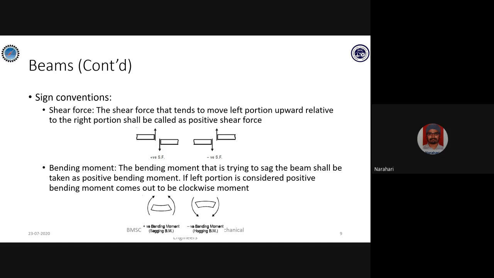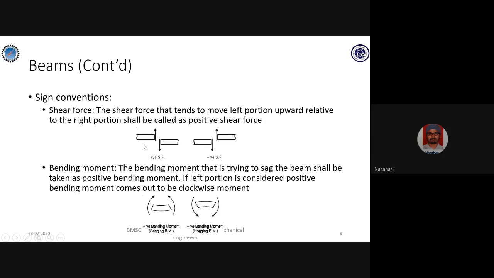So sign conventions, this is somewhat important. I'll just spend a little bit of time here. What we do generally in a beam is imagine a cutting plane. We imagine that the beam is cut at a particular point along its length, and we try to analyze shear force and bending moment at that particular point.